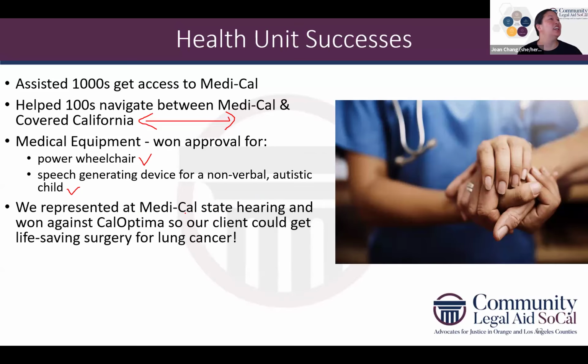I had represented a client at a Medi-Cal hearing when initially CalOptima, the Medi-Cal plan here in Orange County, said, hey, that lung tumor removal surgery, there's other types of treatment that you can get instead of this surgery. We were able to get not only the doctor to testify at the hearing, but a lot of medical reports to say, no, this is the only option for this particular client. And so we were able to get the judge to approve the life-saving lung surgery.